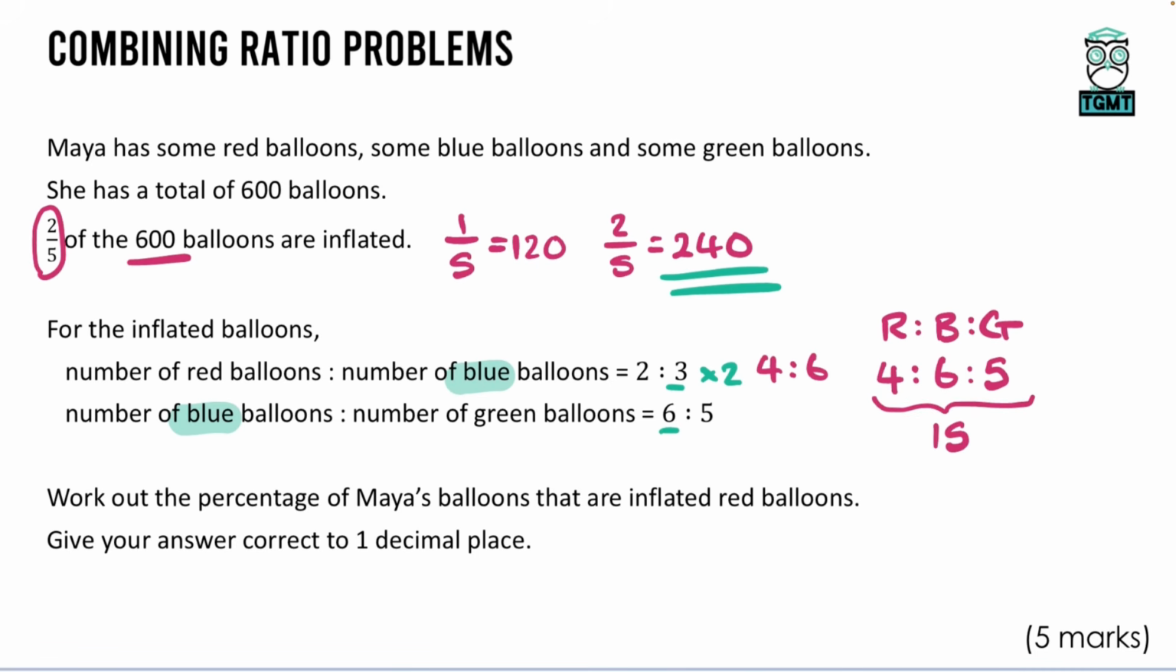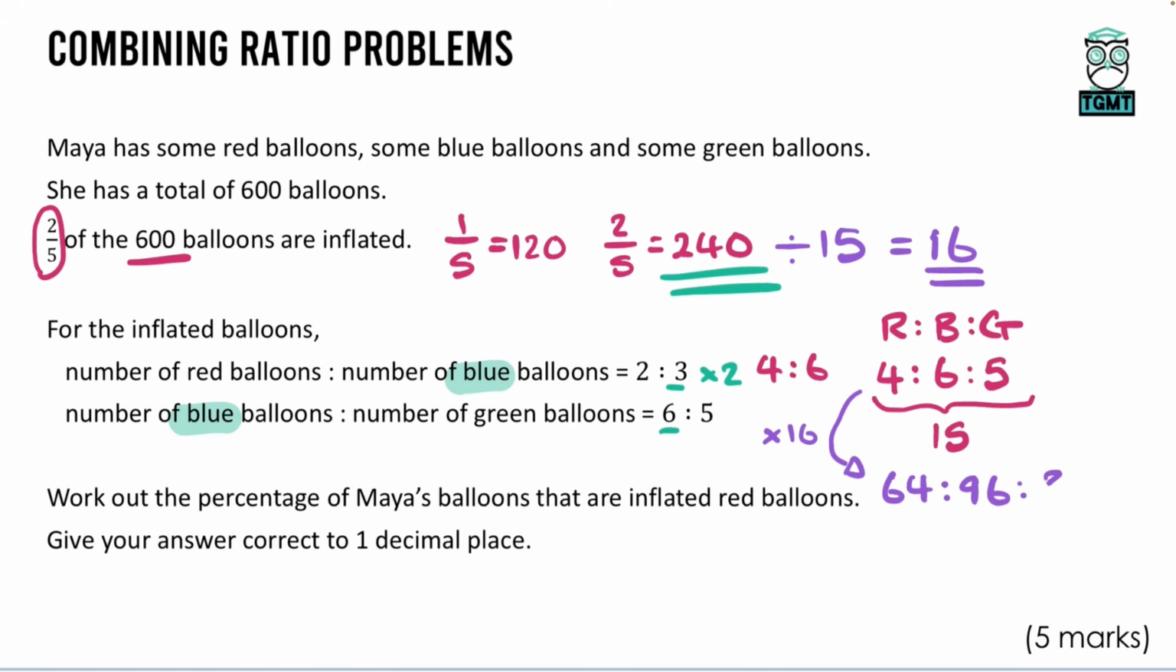So we can find out how many of each colour there are. Like we would do with any normal ratio, we'll divide the total by the amount of parts. So 240 divided by 15, just doing that on my calculator, is 16 per part. So I can multiply all of these numbers by 16. 16 times 4 is 64. We have 6 times 16 as well, 96 blue, and 5 times 16, which is 80.